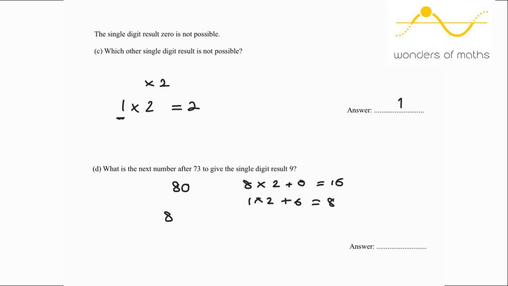So let's move on to 81. 8 multiplied by 2 plus 1 gives us 17. We need to apply the rule again in order to get a single-digit answer, so 1 multiplied by 2 plus 7 gives us 9. We can conclude that 81 works. Therefore, the next number after 73 to give the single-digit result 9 is 81.